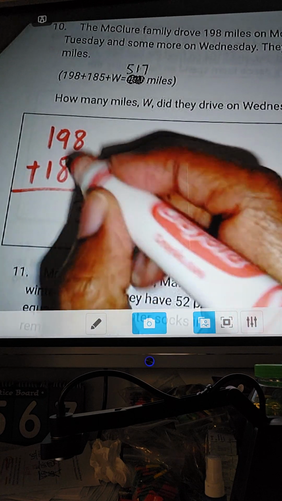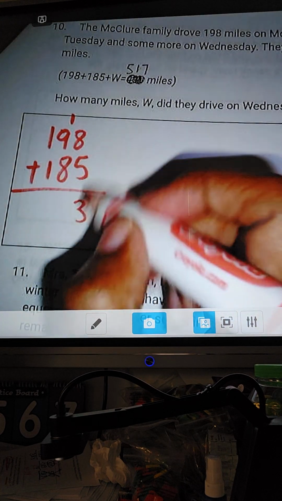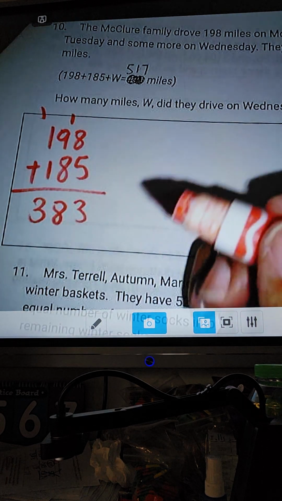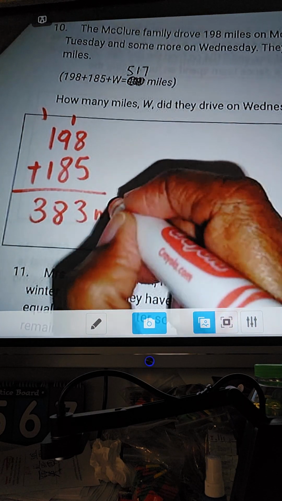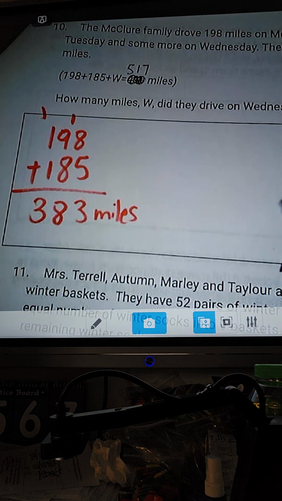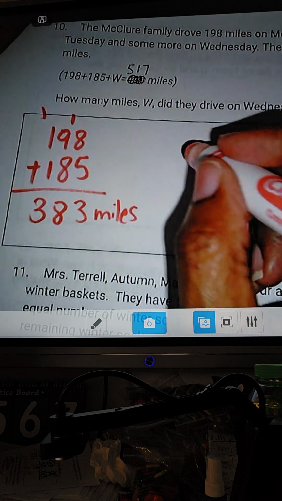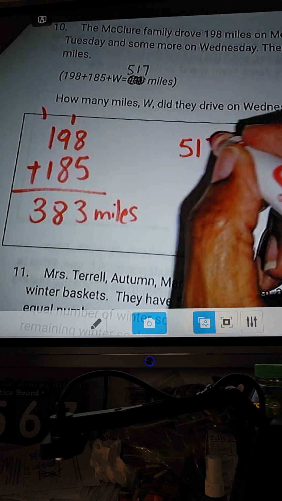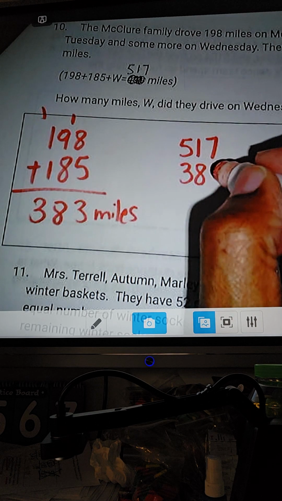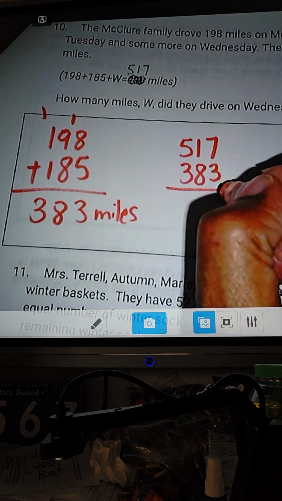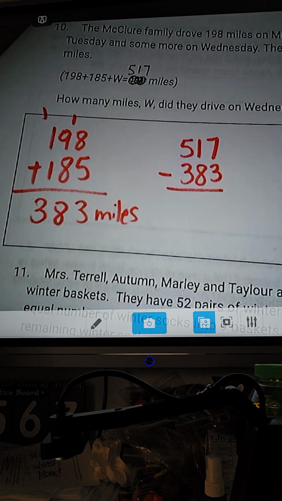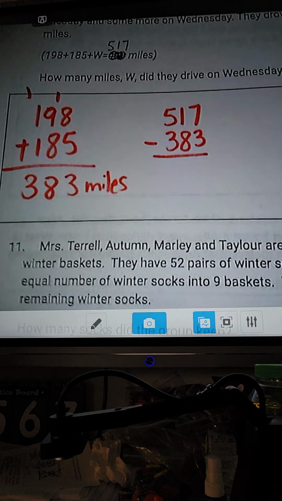8 plus 5 is 13. 9 plus 9 is 18. 383 miles is what these two are, but we still need W. Now we can what? Subtract. Now we can subtract that from 517 because 517 is the total. What's left would be what's left for W. Okay, what is our answer?